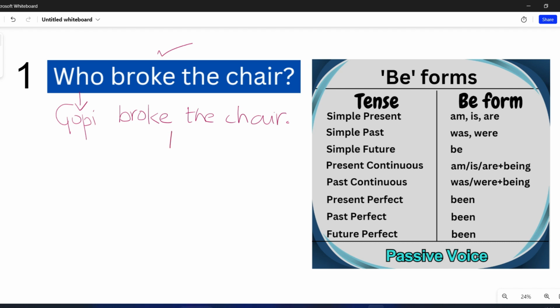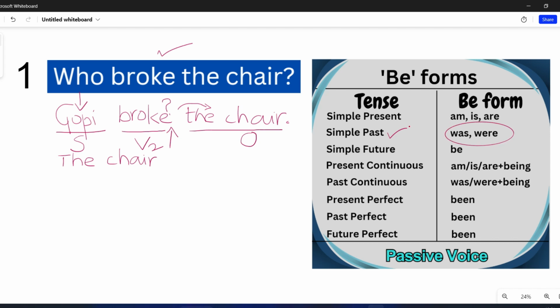Now, how do you change this sentence into passive voice? Simple. We identify subject, then verb, and then we identify the object. In the previous video, we learned how to identify the object of a verb. Gopi broke. What did he break? The answer is the chair. That is the object. And what do you say? The chair. This broke is verb 2, so simple past tense. And in simple past tense, we use was and were. One of them.